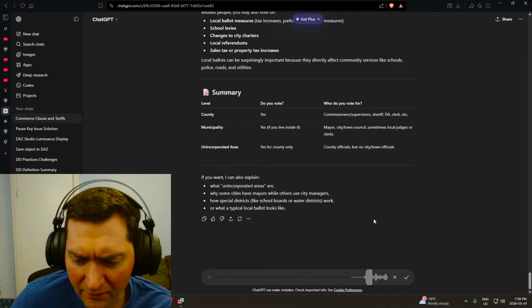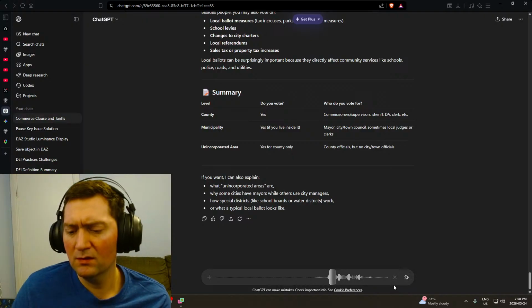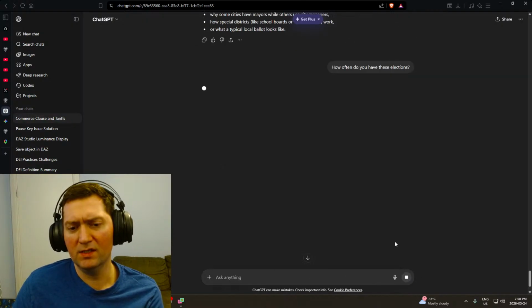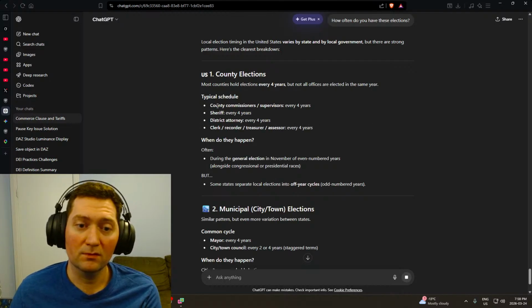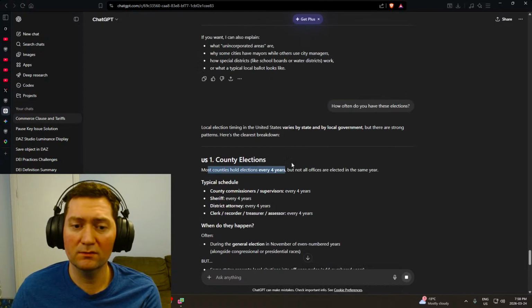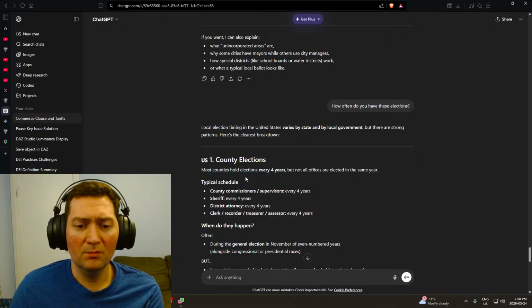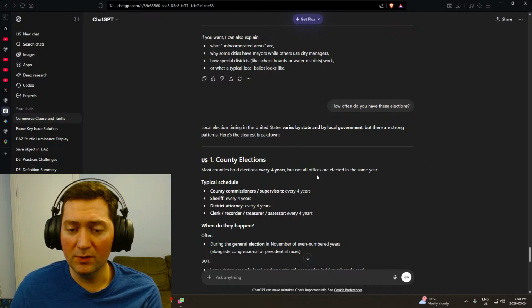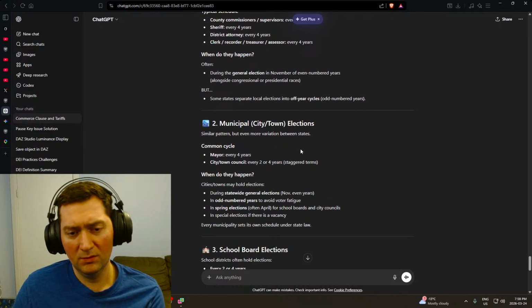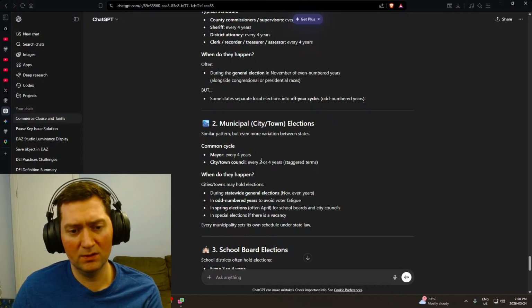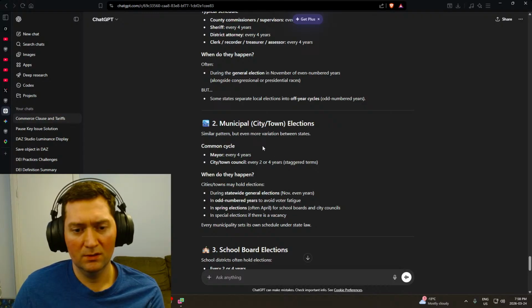How often do you have these elections? I'm going to guess every 2 years. Oh, they do it like the president. Most counties hold elections every 4 years, but not all offices are elected at the same time. Municipal government elections are every 4 years, and city or town council every 2 or 4 years.